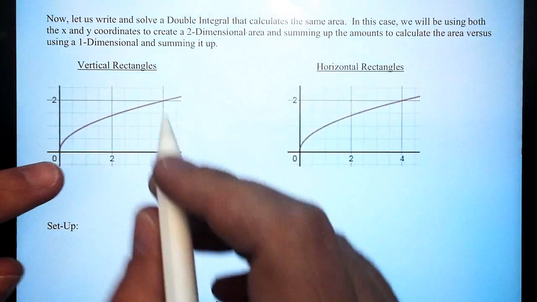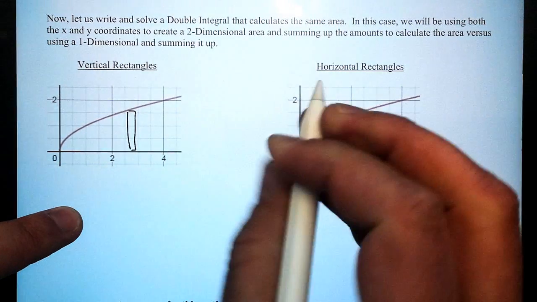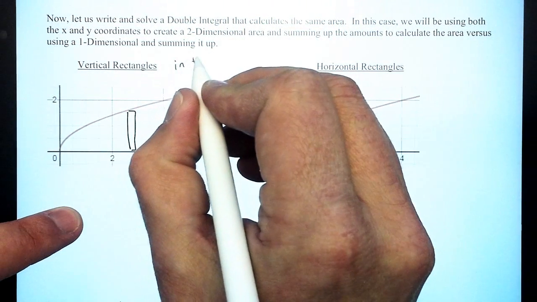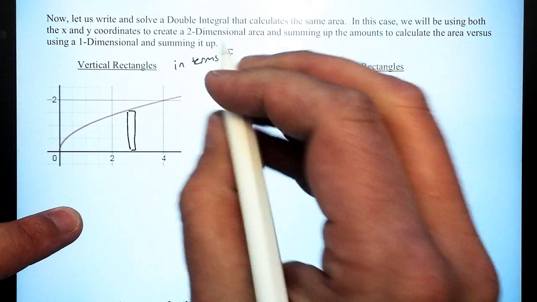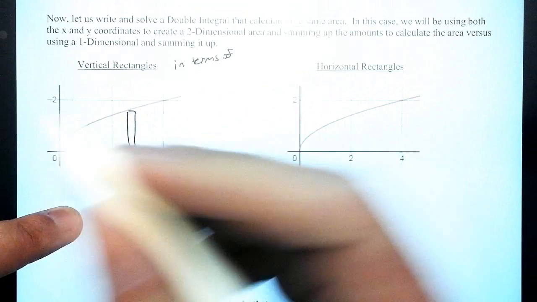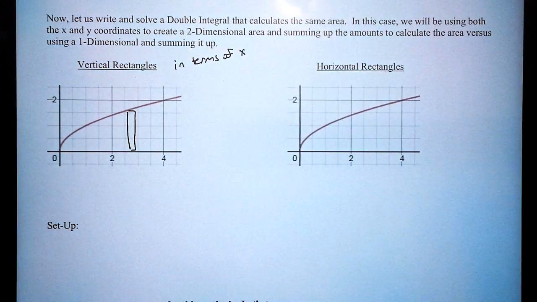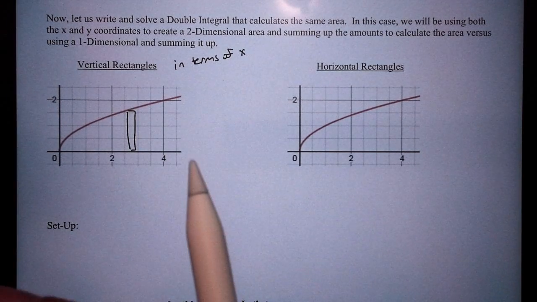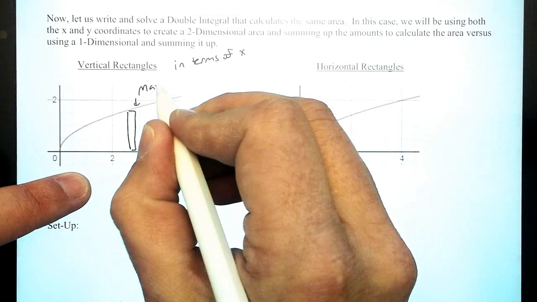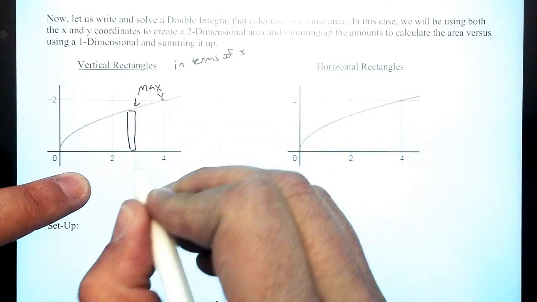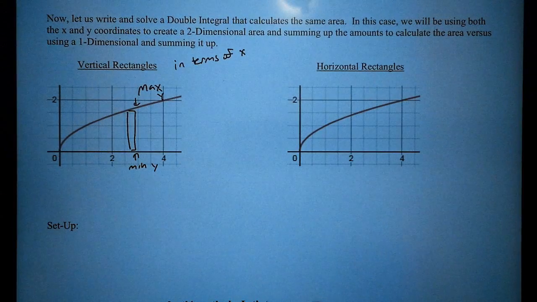Now we talked about this before. In the vertical rectangle, if I draw a vertical rectangle right here, we are going to be in terms of x. So in terms of x, this is going to give me my change. My function will be in terms of x. If we look right here at the very top, this is going to give me my maximum y value, and this is going to give me my minimum y value. So that gives me the range.